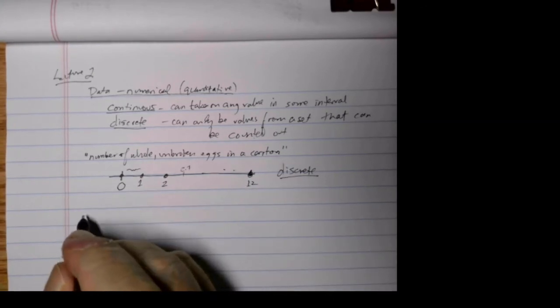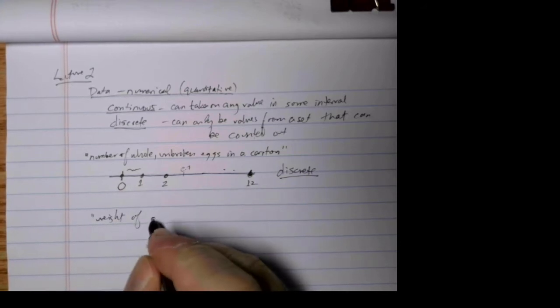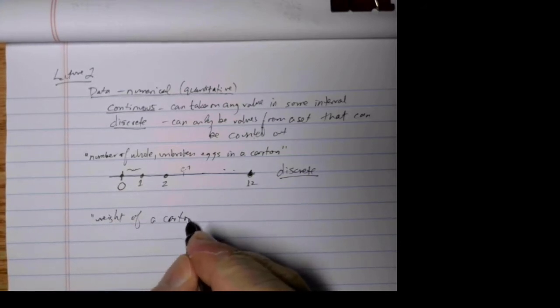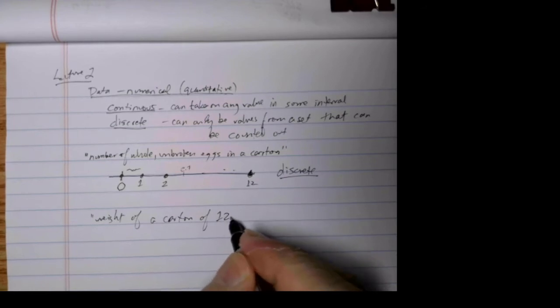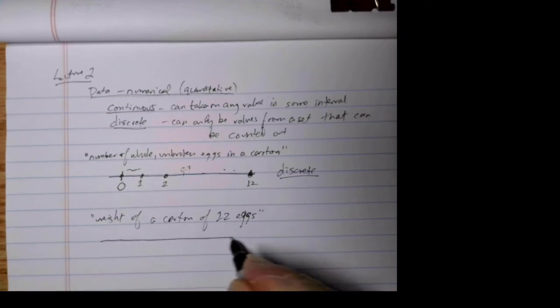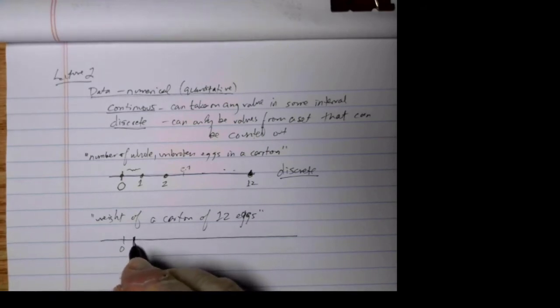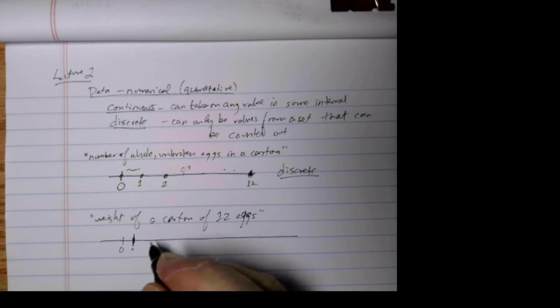Here's another one. How about the weight of a carton of 12 eggs? Well, what are the possible values here? Let's see, is 0 a possible value? I actually don't think so, right? Because you'd have to have at least a carton. I don't know what the smallest number is. It could be the lightest carton, but let's say it's this value right here. We'll call it C.